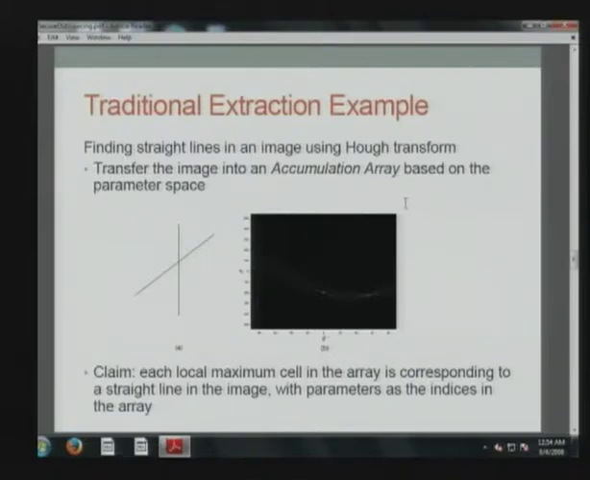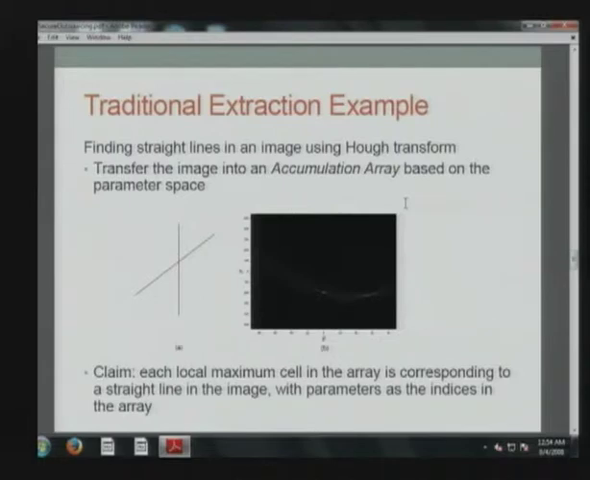And if you draw this line on this picture, on the left side picture, you will see that this is the vertical line, and the other white point in the rho theta space corresponds to the other line. So it's just a mapping from an image to the parameter space of the straight lines.